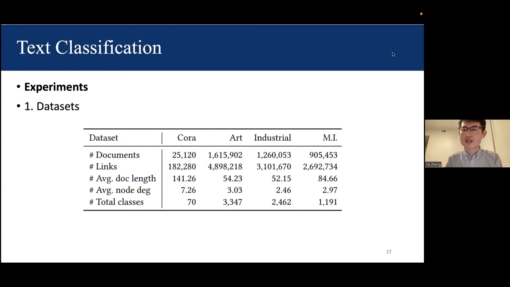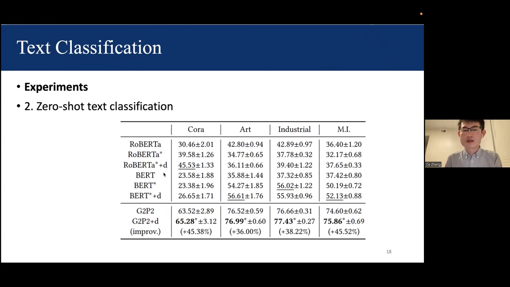We conduct experiments on four different data sets. For example, for the first data set, Cora, it has more than 25,000 documents. And the number of links or edges is more than 192,000. So let's look at zero-shot text classification accuracy. For zero-shot text classification, we don't observe any labeled documents. And we can see the proposed model outperforms baseline models.